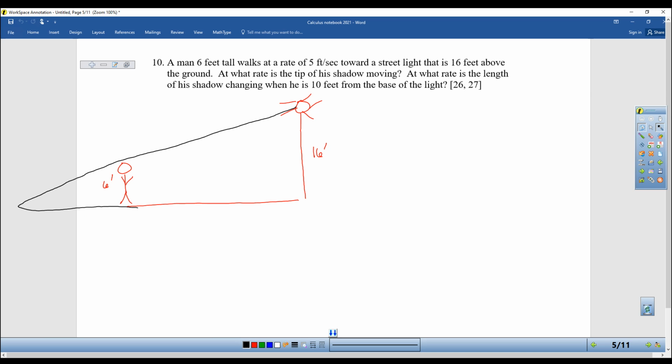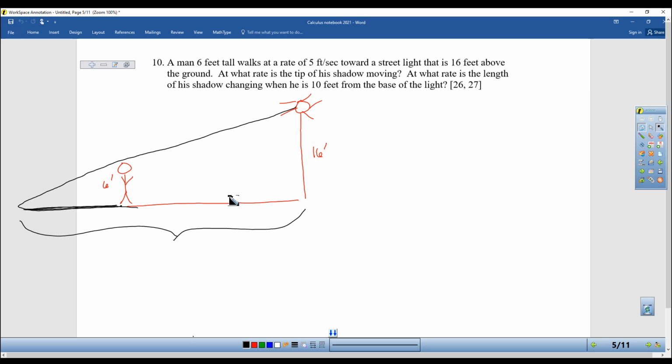So the key to this problem is recognizing that this shadow is going to be proportional to the overall length that he is away. Can you see the two? I'm going to erase them, but briefly, can you see the two similar triangles? This one is similar to this one. And that's going to be the key to our whole problem. Okay, so we have a shadow here.